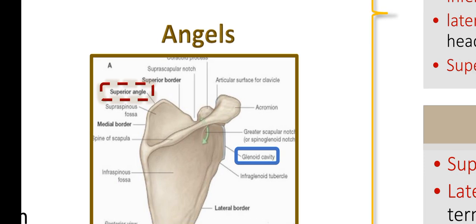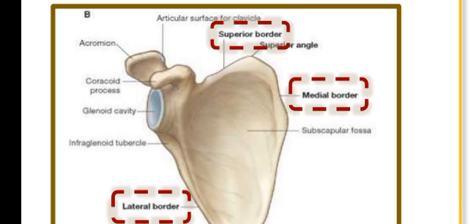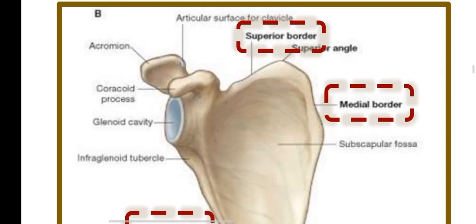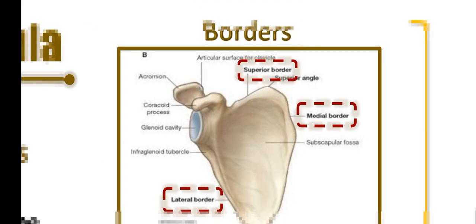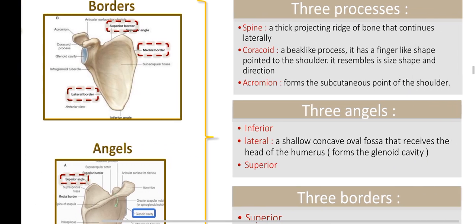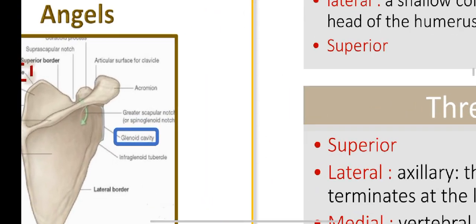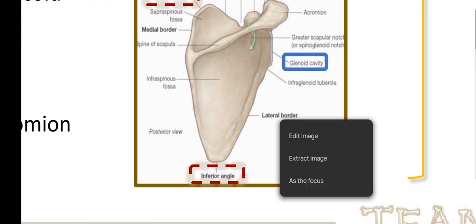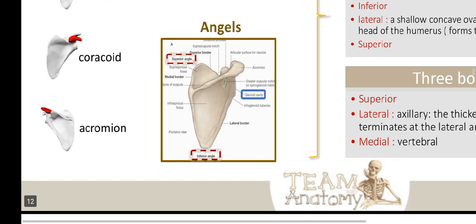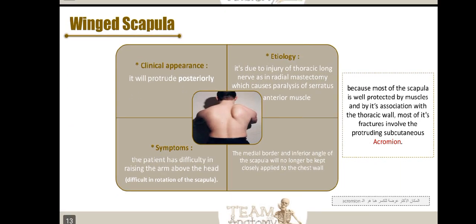Posteriorly, we see the spinous process, right? Anteriorly, we see the acromion process and the coracoid process. The coracoid process serves as an attachment to many muscles. You see the coracobrachialis. And three angles: inferior, lateral. There's a lateral angle. It's not labeled. Okay.